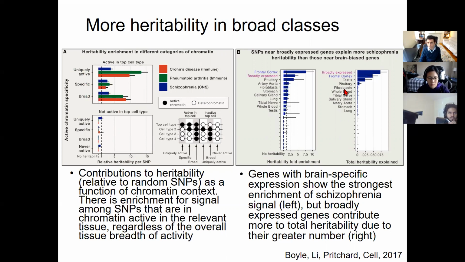And if you look at the SNPs that are near these broadly enriched genes, they explain more schizophrenia heritability than those near brain-biased genes. Basically, this heritability enrichment is certainly higher for frontal cortex, but if you look at the total heritability explained, you actually have more heritability explained by broadly expressed genes than by frontal cortex genes.